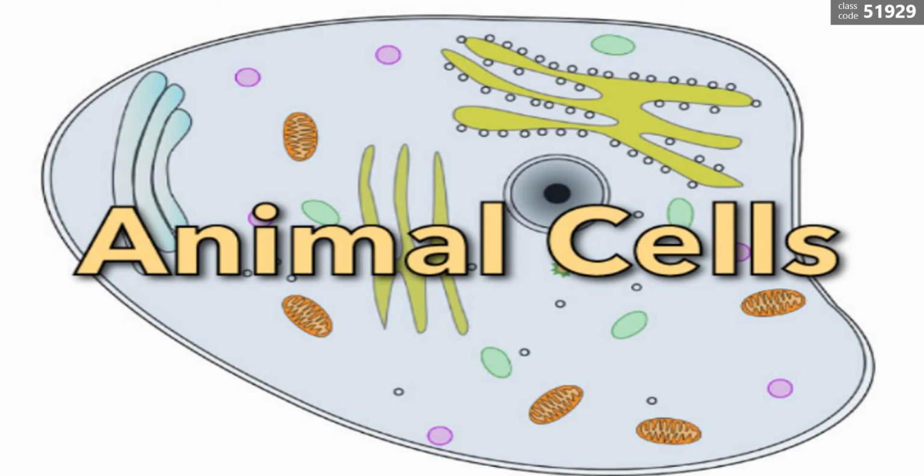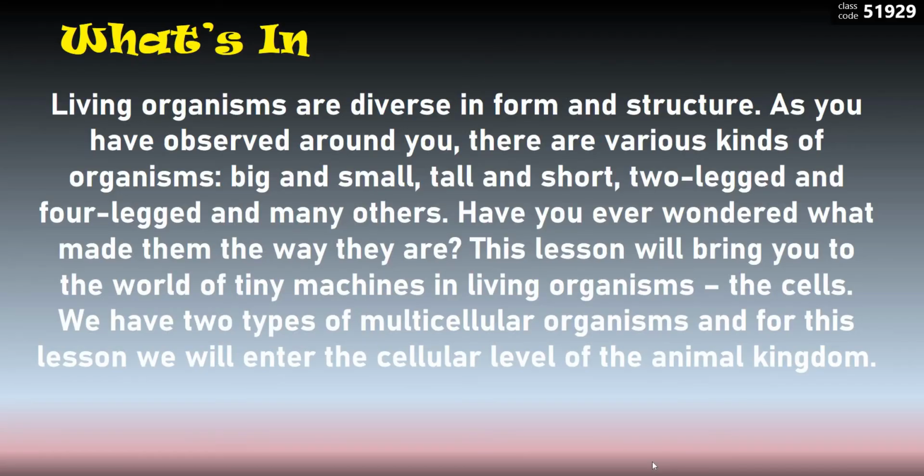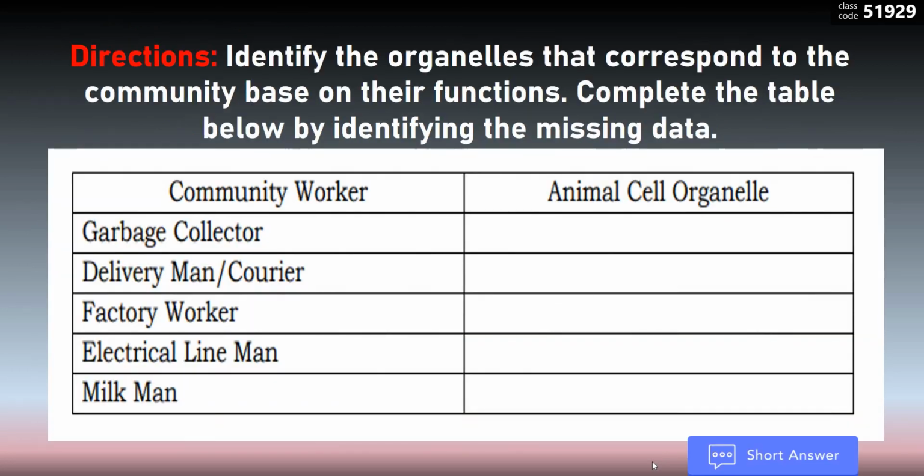So let's talk about animal cells. What's in? Living organisms are diverse in form and structure. As you have observed around you, there are various kinds of organisms, big and small, tall and short, two-legged and four-legged, and many others. Have you ever wondered what made them the way they are? This lesson will bring you to the world of tiny machines and living organisms, the cells. We have two types of multicellular organisms, and for this lesson we will enter the cellular level of the animal kingdom. So you're given activity directions.